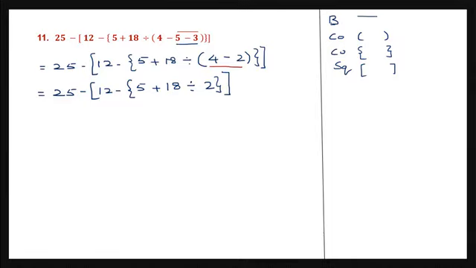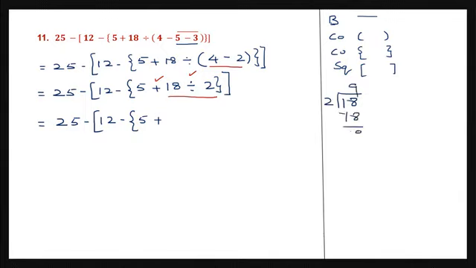Now we have to work out the curly bracket, but inside the curly brackets we have addition and division. Which one should we do first? Division. So let's do that. So this is 25 minus square bracket 12 minus curly bracket 5 plus, now 18 divided by 2. Divide 18 by 2. 2 nines are 18, isn't it? So the answer is 9. So 5 plus 9, and then close the curly bracket and the square bracket.